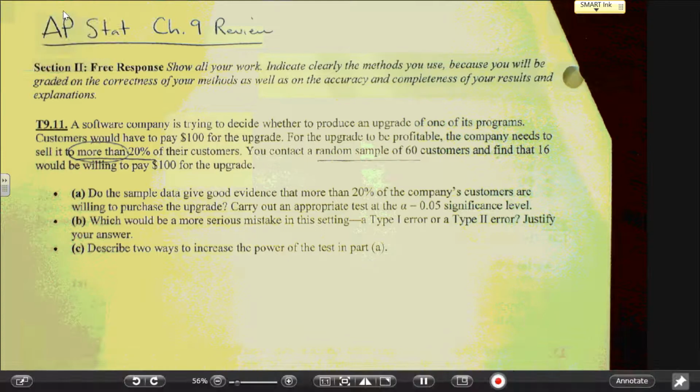Everybody, just checking in with you for our AP Stat Chapter 9 review. Going to be going through the free response questions from our practice test.